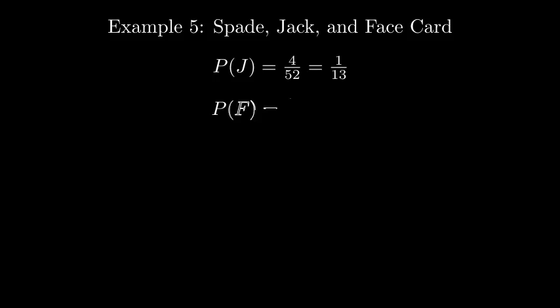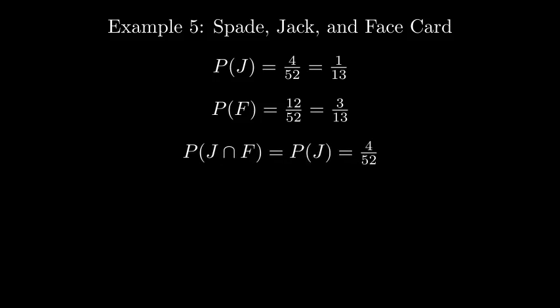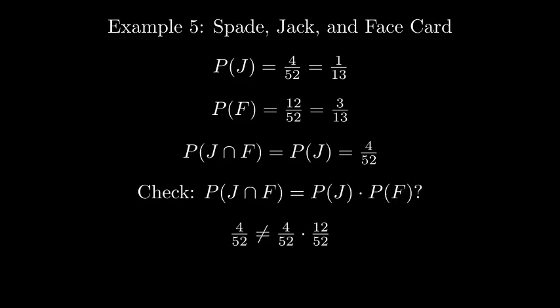The probability of drawing a jack is 4 out of 52. The probability of drawing a face card, jack, queen, or king, is 12 out of 52. What is their intersection? The event jack and face card is just jack, because all jacks are face cards. So the probability of the intersection is just the probability of drawing a jack, which is 4 out of 52. Let's check the test. Does 4 over 52 equal 4 over 52 times 12 over 52? Clearly not. So J and F are not independent. This makes sense. If I tell you a card is a jack, the probability that it's a face card goes from 3/13 up to 1, or 100%.